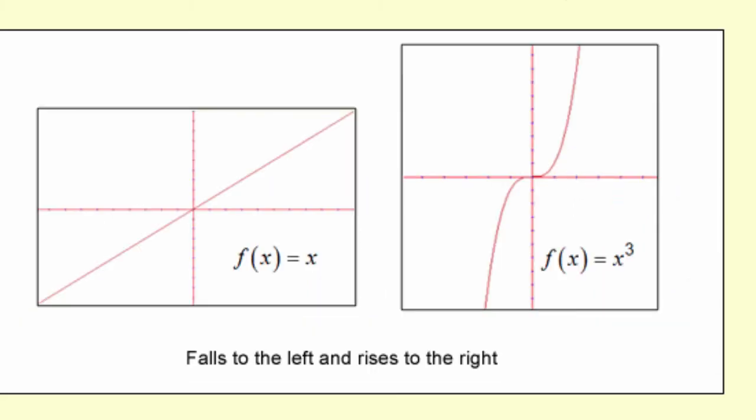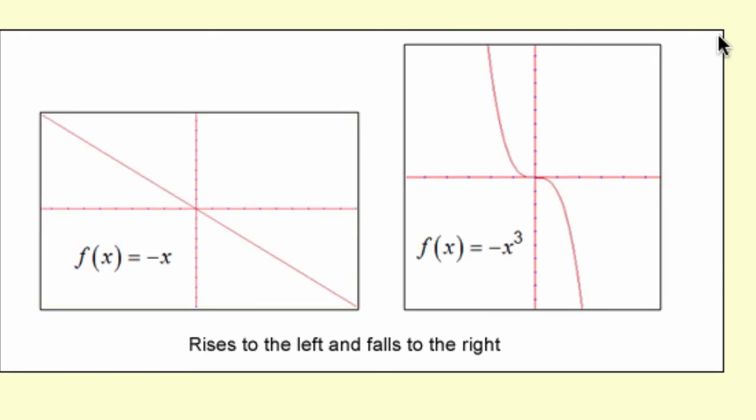This next group is positive leading coefficient and odd degree. So odd degree, notice that it rises to the right and falls to the left. And that's true for any odd degree polynomial function. If you get far enough away from the origin, it eventually falls to the left and then rises to the right. When you have a negative leading coefficient and odd degree, you get the opposite. When you go far to the left, the graph rises. When you go far to the right, the graph falls.